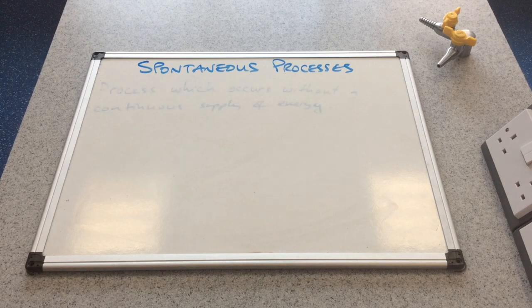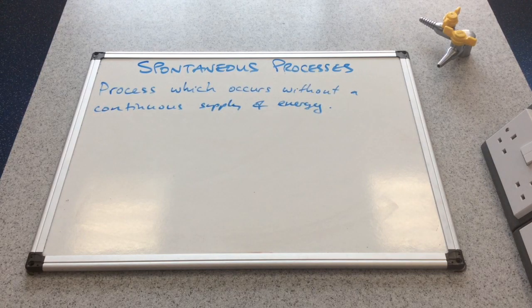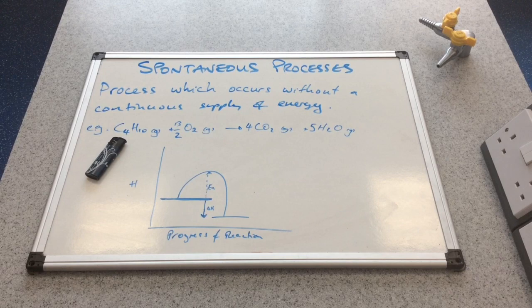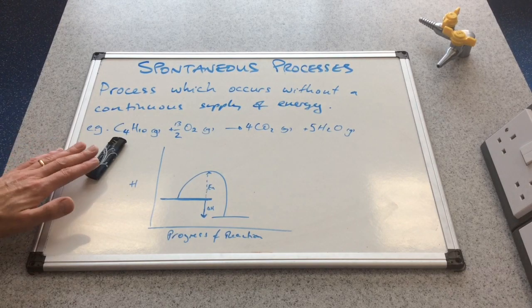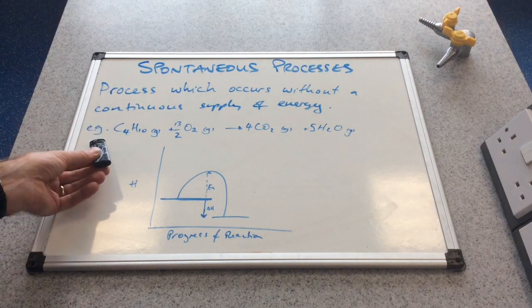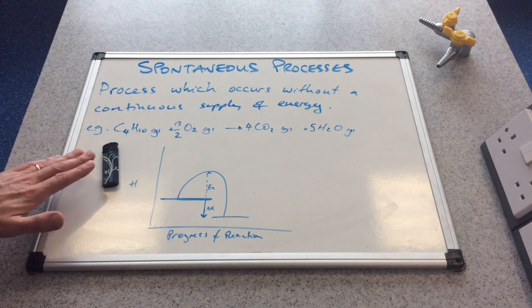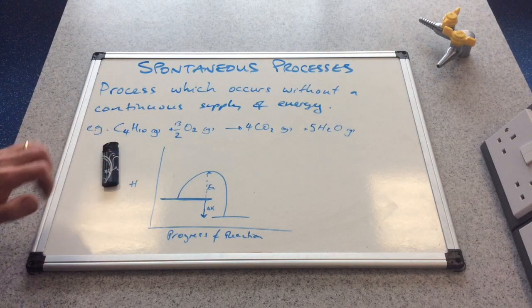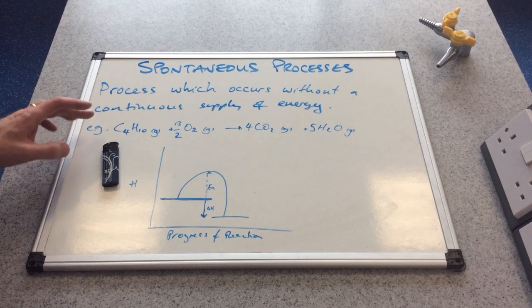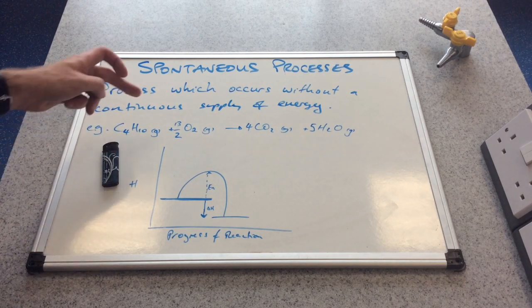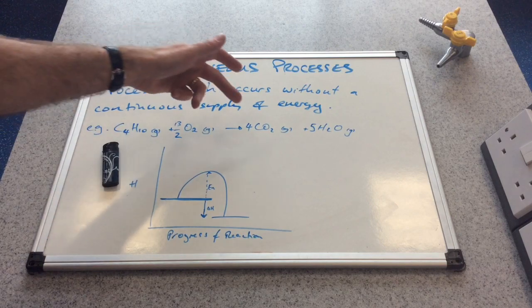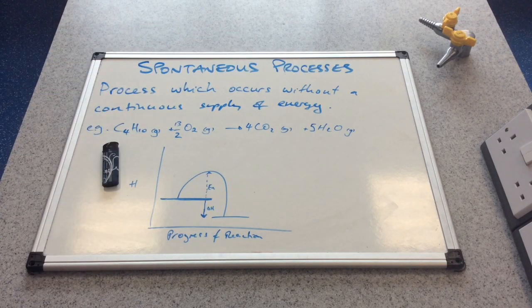So the first thing we need to do is say, what do we mean by a spontaneous process? You can see there I've written up the definition. Spontaneous processes are processes which occur without a continuous supply of energy. I'm going to illustrate that now with the reaction that takes place when you use this gas lighter. We've got butane inside the lighter, and when we get the reaction to go, it's going to react with the oxygen in the air and make carbon dioxide and water.